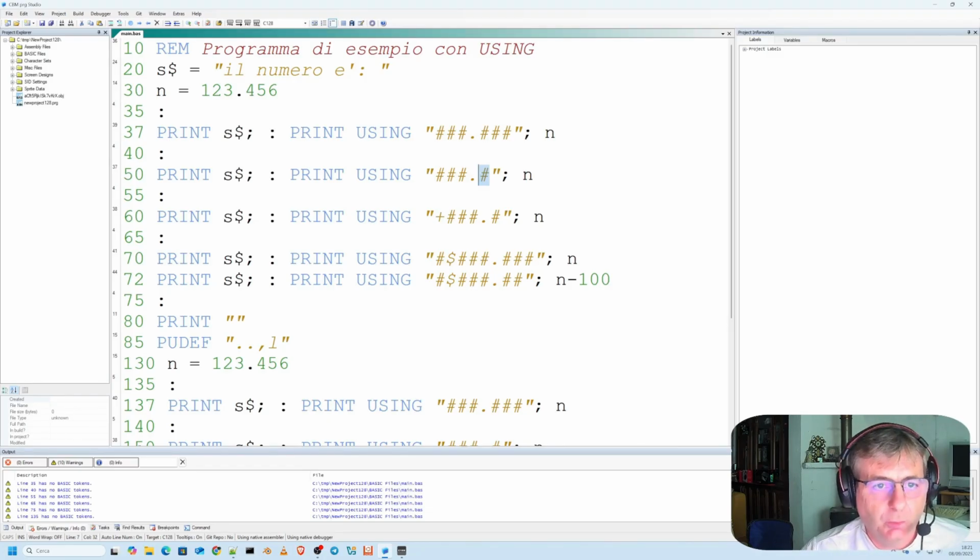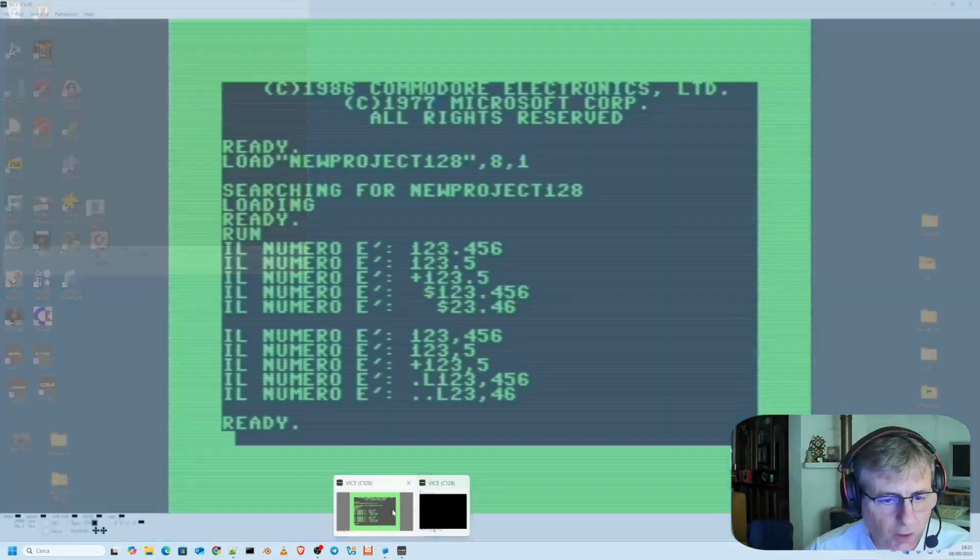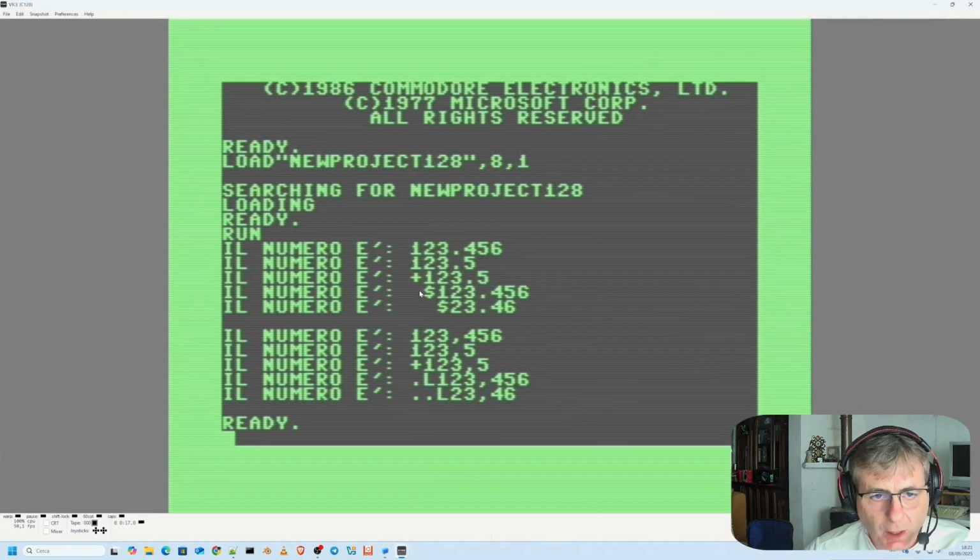But we can do even more than that. We can insert a plus or a minus sign before the numerical value, and we can also add a series of hash marks at the very beginning, where, as you can see, it perfectly aligns the entire output. Why is that?